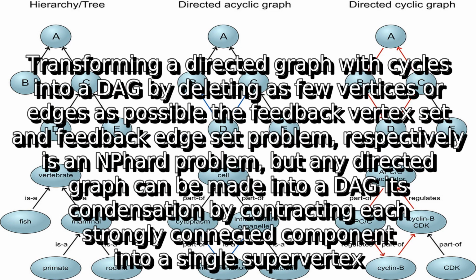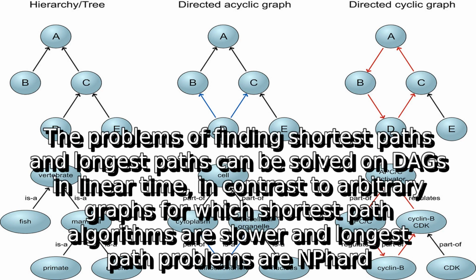Transforming a directed graph with cycles into a DAG by deleting as few vertices or edges as possible, the feedback vertex set and feedback edge set problems respectively, is an NP-hard problem. But any directed graph can be made into a DAG, its condensation, by contracting each strongly connected component into a single supervertex. The problems of finding shortest paths and longest paths can be solved on DAGs in linear time, in contrast to arbitrary graphs, for which shortest path algorithms are slower and longest path problems are NP-hard.